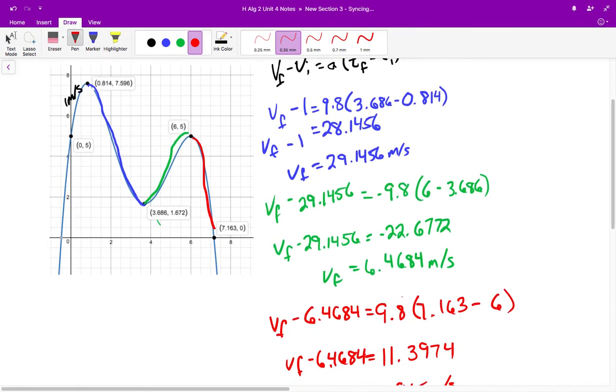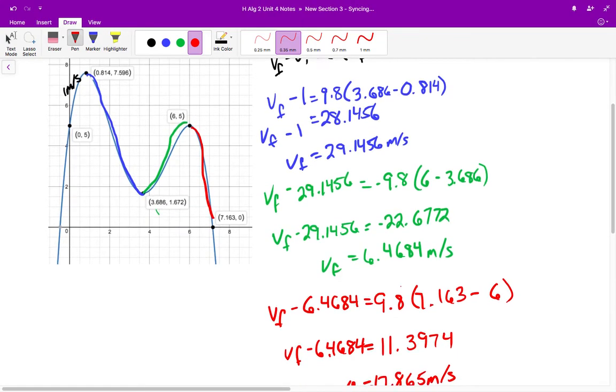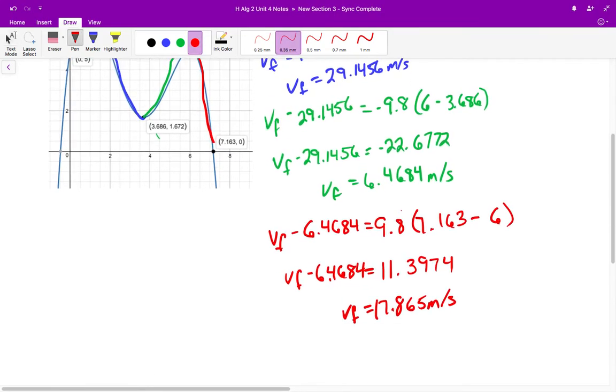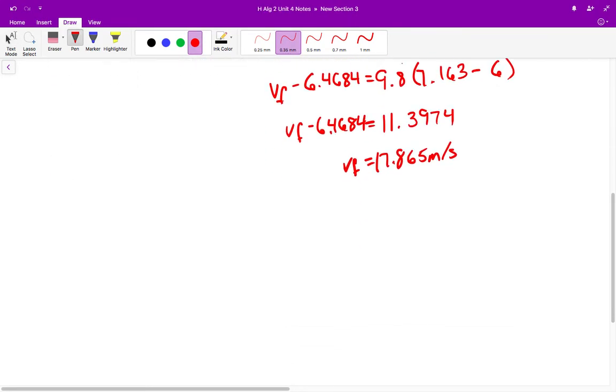Okay, now at this point, let's calculate the end of ride scenario. Here's where we're going to have a different formula. We're going to say that our distance, d, is equal to our initial velocity multiplied by time plus 1/2 acceleration multiplied by t squared.